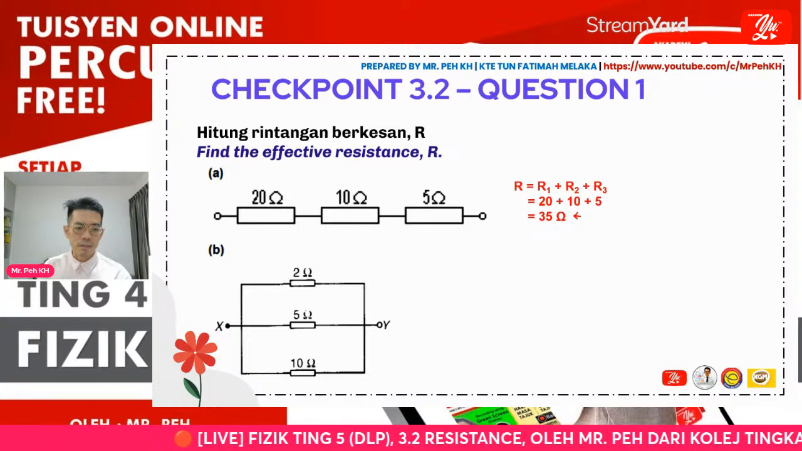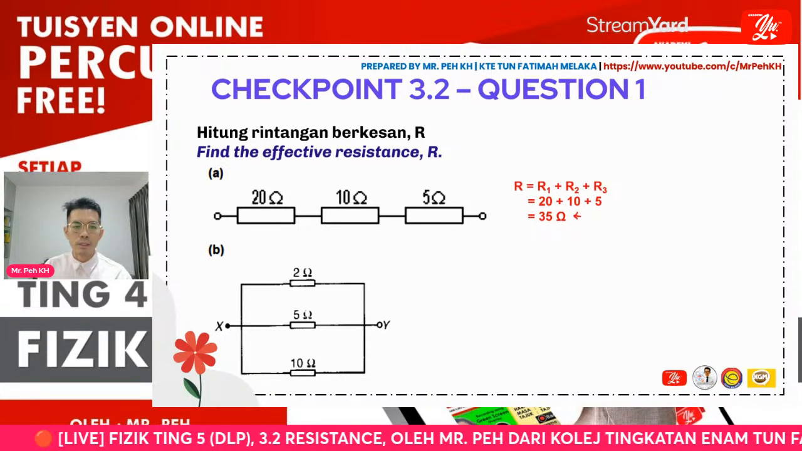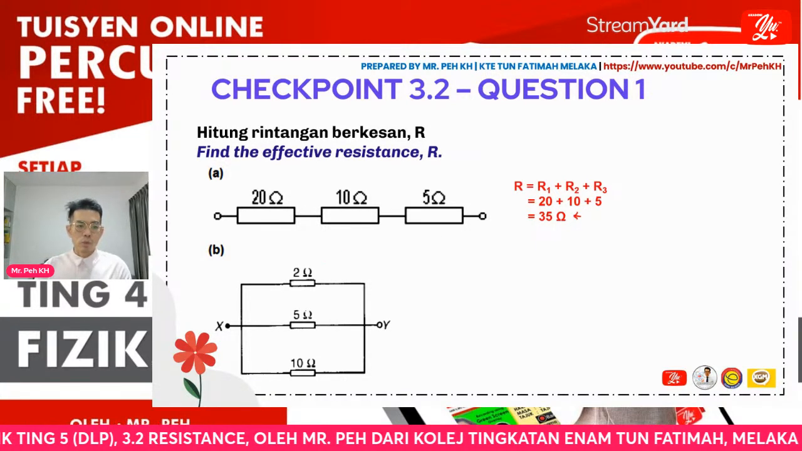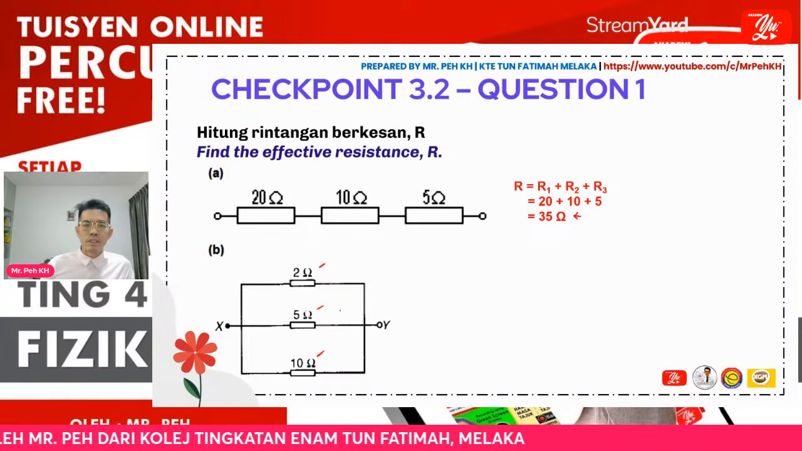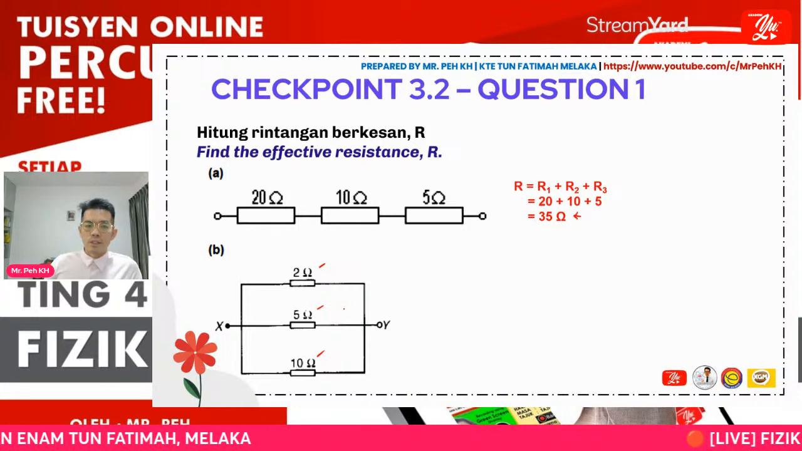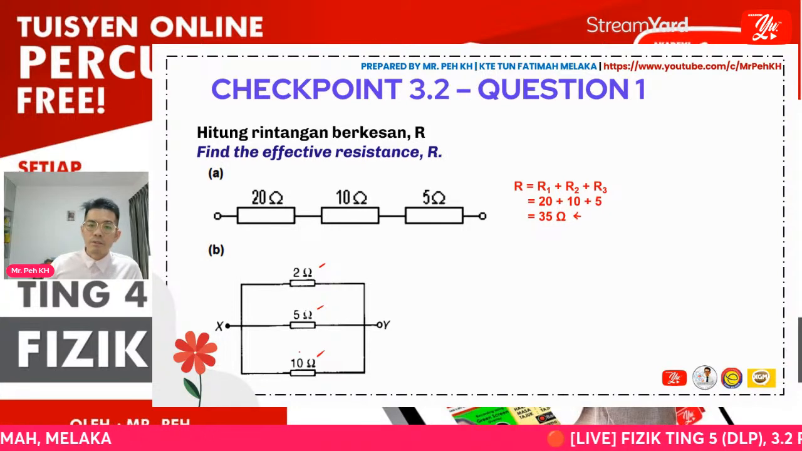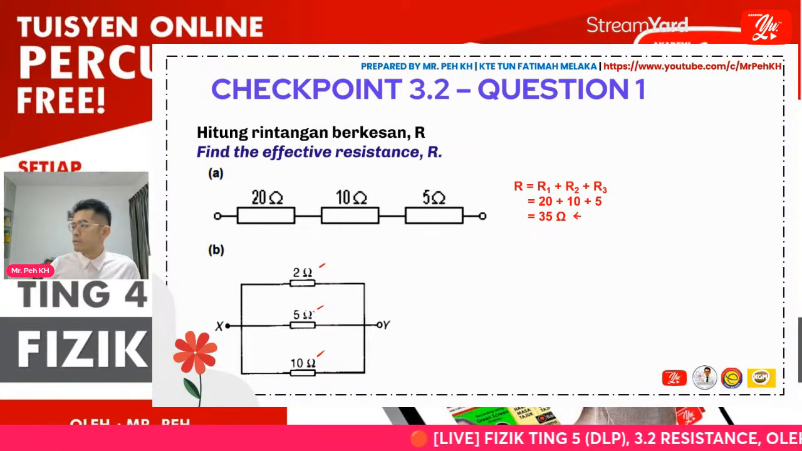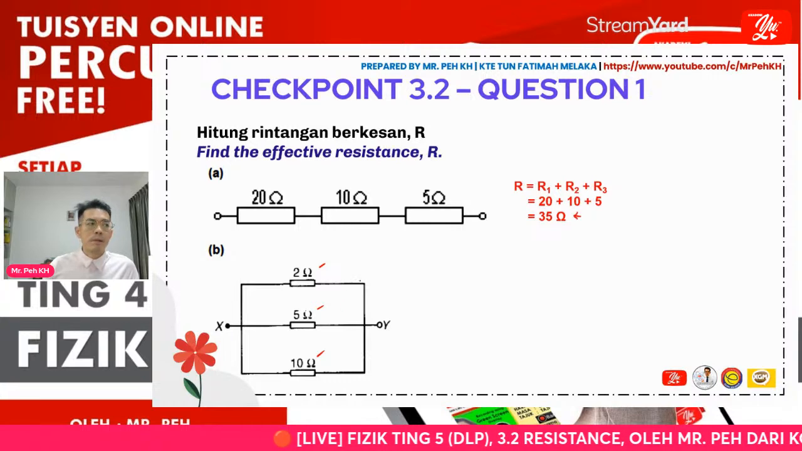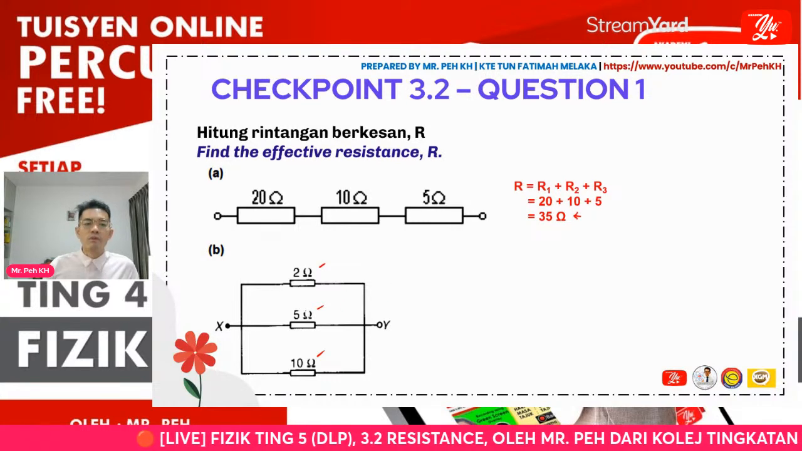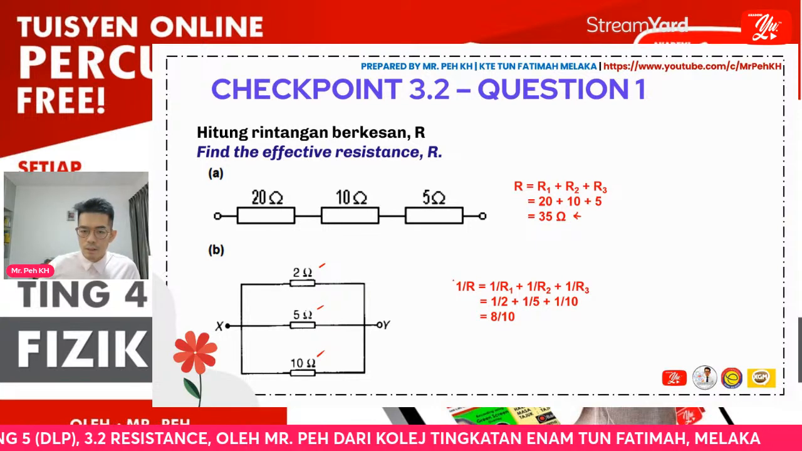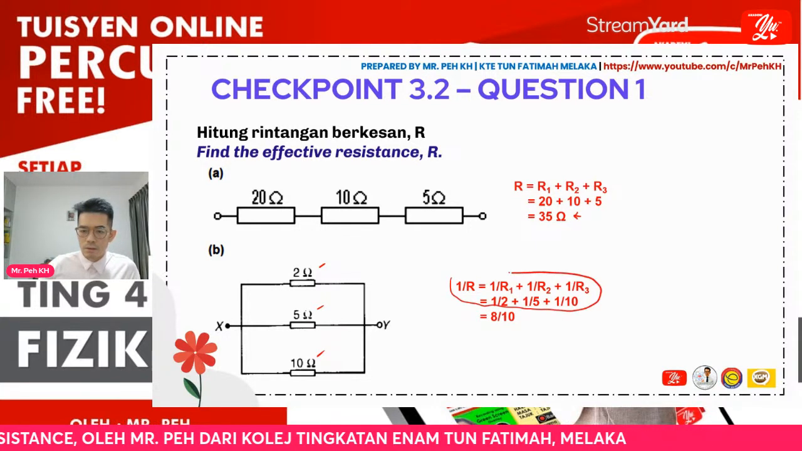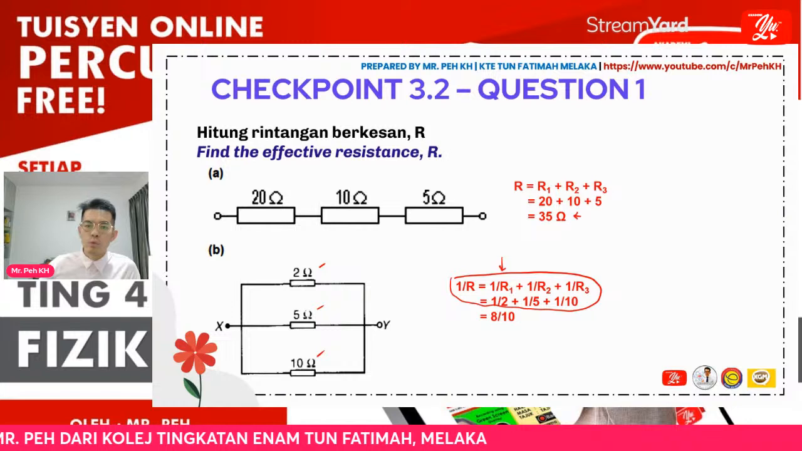Then the second is very clearly a parallel circuit. Here we have 3 resistors. For the effective resistance of resistors connected in parallel, you use 1 over R equals 1 over R1 plus 1 over R2 plus 1 over R3. So this is the step for how we do this question.